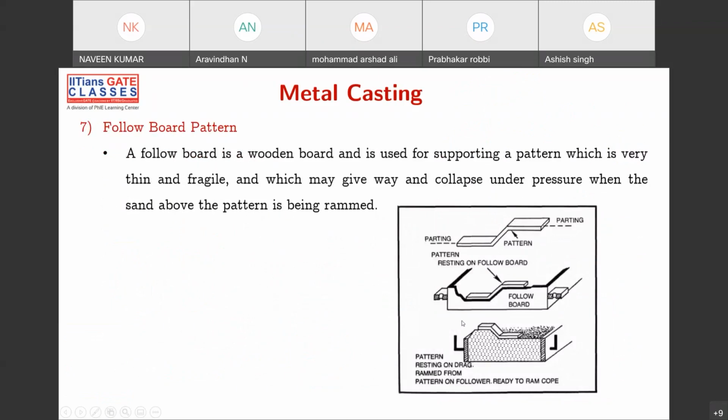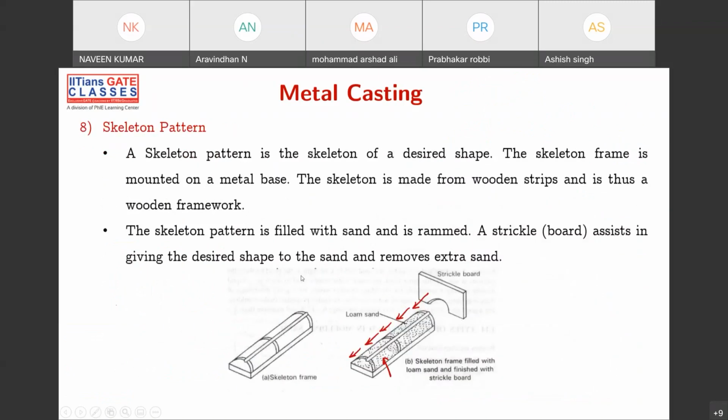Okay, fine. Next, I've seen this pattern. It's a very important pattern, skeleton pattern. Let's say you want to make this frame. Sir, it's difficult to make this in casting. No, it's easy. How? First you have to make this pattern like this. This is your wood only. You take a base, and on that you place this kind of wood like this.